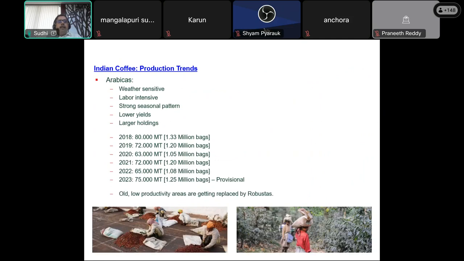Arabica is weather sensitive and labor intensive to grow. That is where we have seen in India a shift of coffee production from Arabica to Robusta, because Arabica is highly weather sensitive and labor intensive. We have seen a big shift where most of the Arabica estates are getting converted to Robusta. Arabica has a strong seasonal pattern and a lower yield, and most Arabica is grown by larger holders. We produce between 1.25 and 1.3 million bags of Arabica.